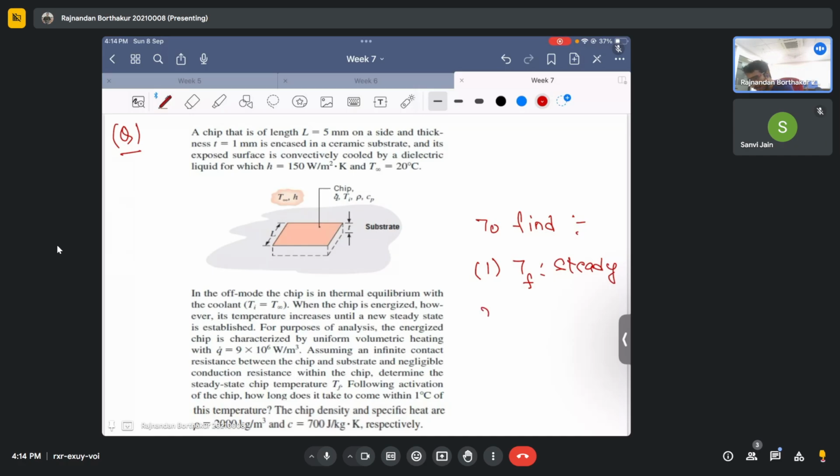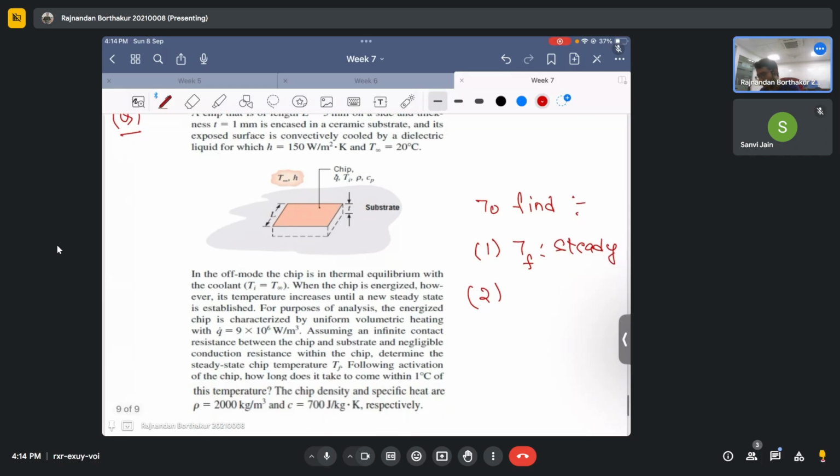And then in the second part, what they're saying is that now let's come into the transient period. Following activation of the chip, once you start your laptop, let's say, how long does it take to come within 1 degree of this temperature? This means that once you reach the steady state temperature T_F, how long does it take to come within 1 degree of that particular temperature? So basically, they're asking us about the time in that initial transient. How much is that initial transient time before you reach the steady state temperature T_F? In the second part, they're just asking you about the time.